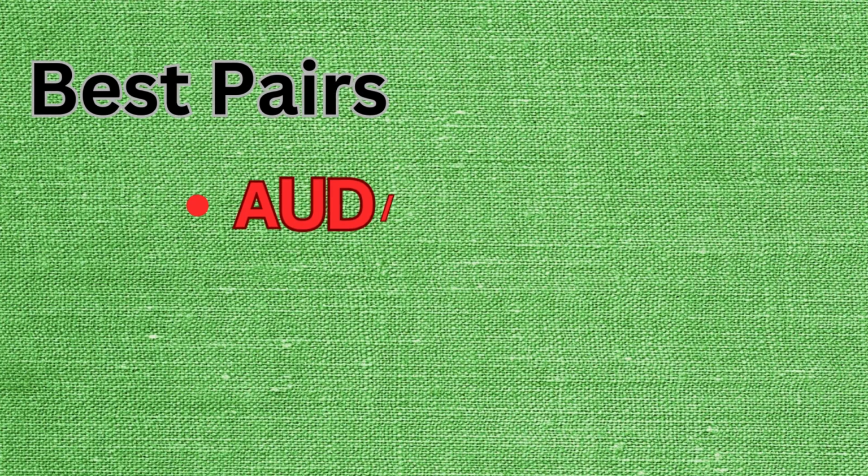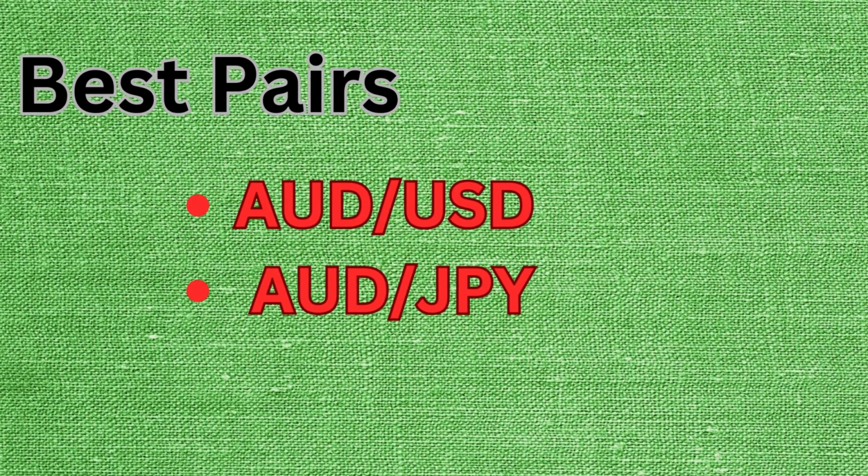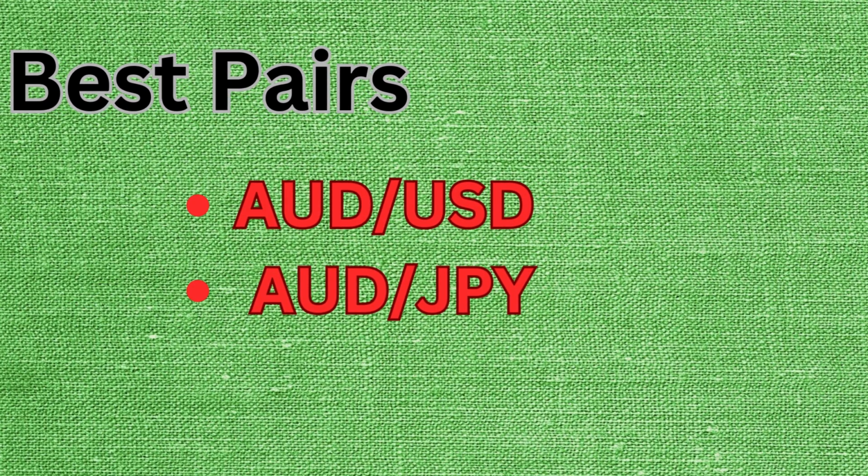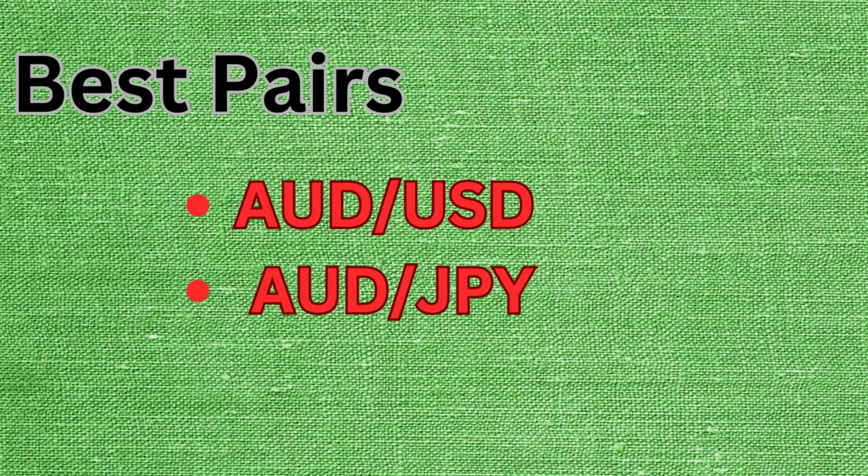The best pairs to trade in this session are AUD USD and also AUD JPY. The reason you can trade AUD USD is that it has high activity, as it's the local currency in that session. And AUD JPY is another pair because of the overlap with the Tokyo session.